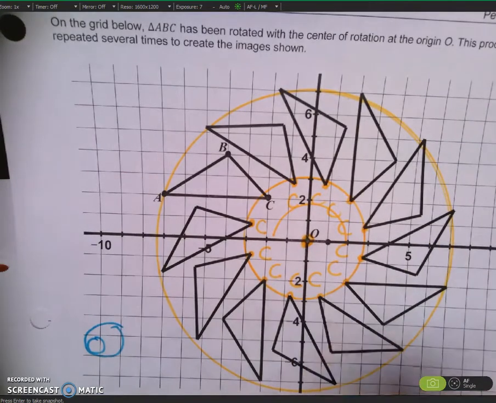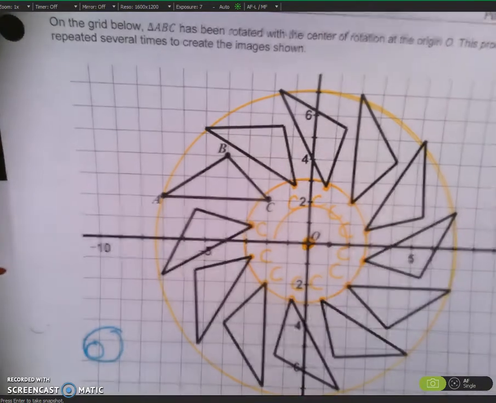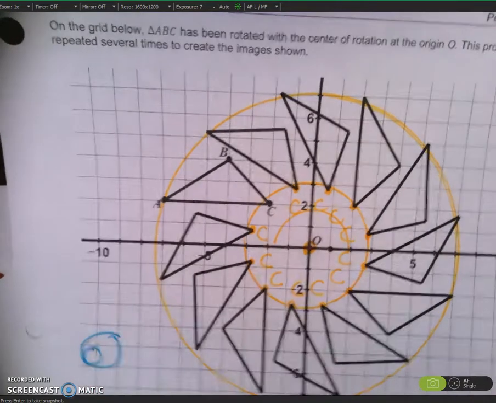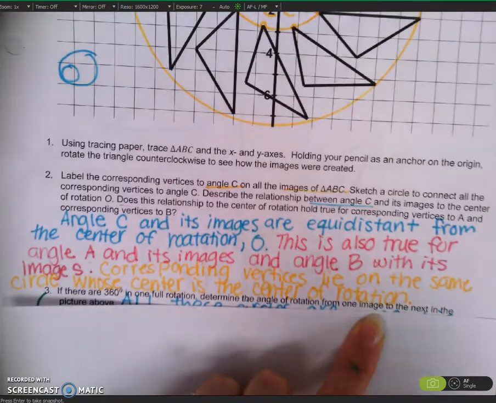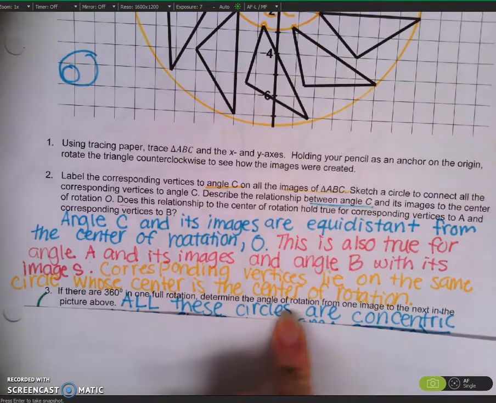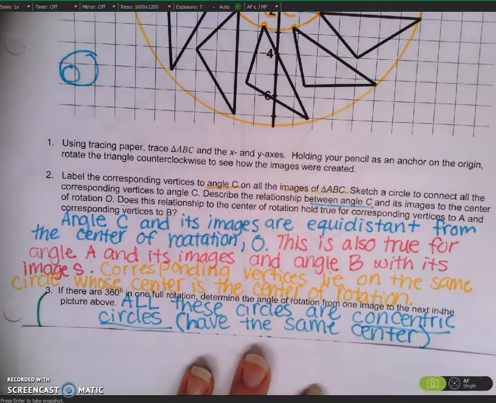These two circles are called concentric. Concentric circles mean they have the same center. It doesn't mean they're inside each other. These two blue circles are not concentric. They have two different centers. I also want you to know that all these circles are concentric circles, they have the same center.